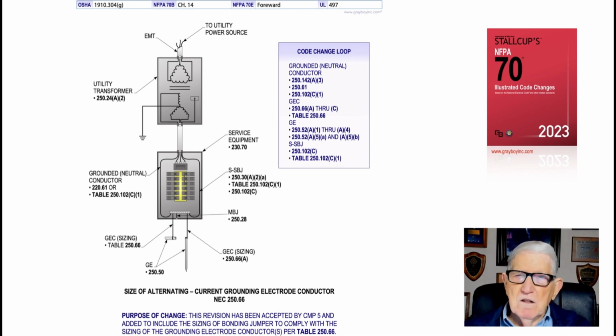And that's what this illustration is illustrating to the user of the code. But additionally now, if you connected the grounding electrode conductor to a driven rod, 250.66A, to a concrete encased electrode, it'd be number 4. To a ground ring, it would be at least number 2. And then if you want to really go into a good case study, look at the code change loop.